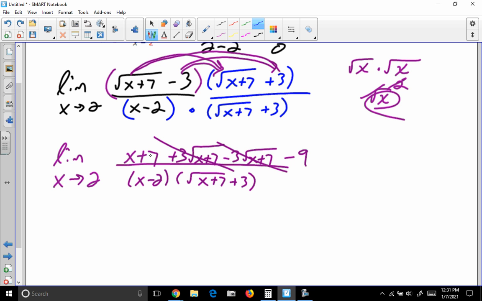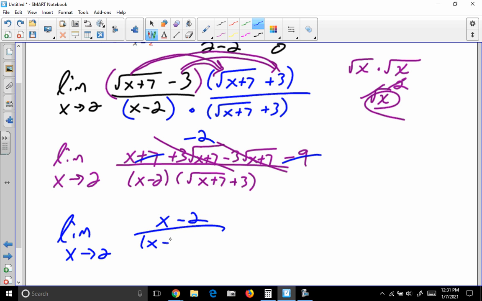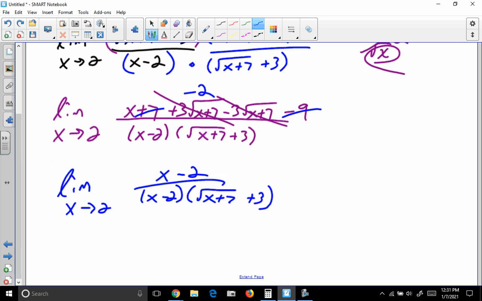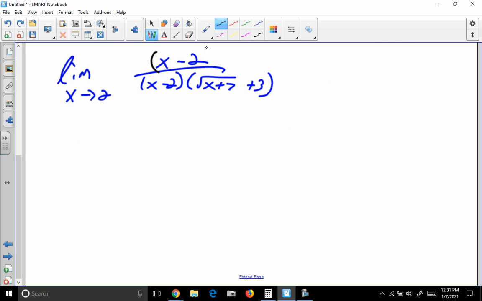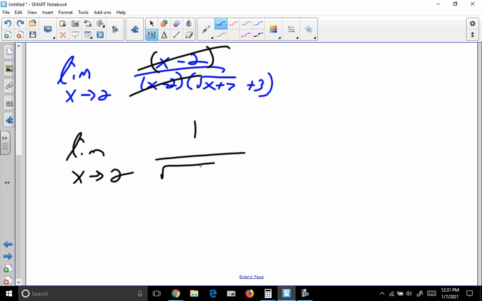So on top we have a plus 7 and a minus 9. 7 minus 9 makes a negative 2. So the top simplifies to x minus 2, and then we have an x minus 2 times that parenthesis. Now the good thing about this is that we have a common factor between top and bottom. That and that cancel. That's going to leave us a 1 on top, square root of x plus 7 plus 3 on bottom.